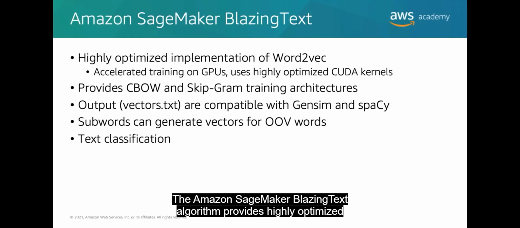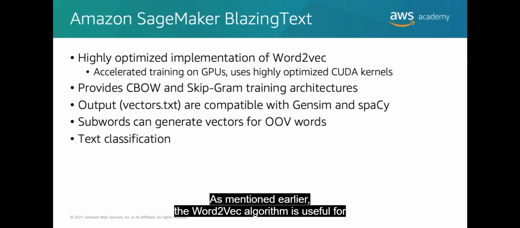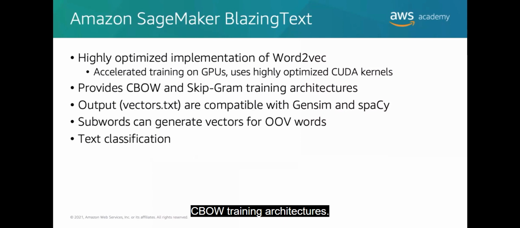The Amazon SageMaker Blazing Text algorithm provides highly optimized implementations of the Word2Vec and text classification algorithms. As mentioned earlier, the Word2Vec algorithm is useful for many downstream NLP tasks, such as sentiment analysis, named entity recognition, machine translation, and others. With the Blazing Text algorithm, you can scale to large datasets easily. Similar to Word2Vec, Blazing Text provides the skipgram and CBOW training architectures.